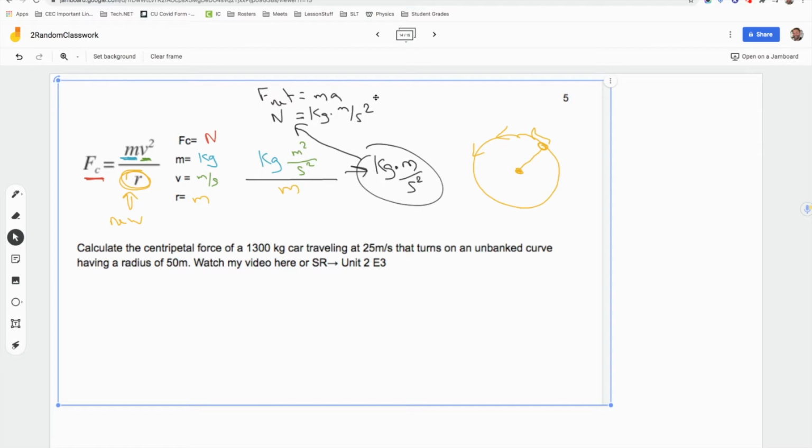So let's work an example problem. Calculate the centripetal force. Let's go ahead and underline that in red. So F sub C is my question mark. We measure that in newtons. This is my mass, right? And the car is turning around this curve at 25 meters per second.